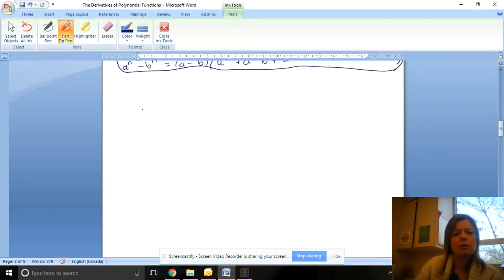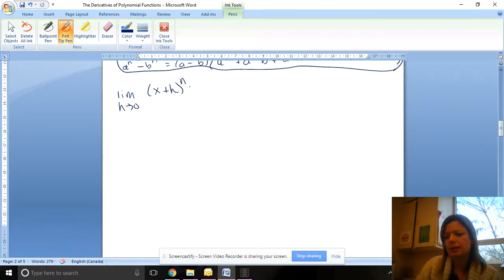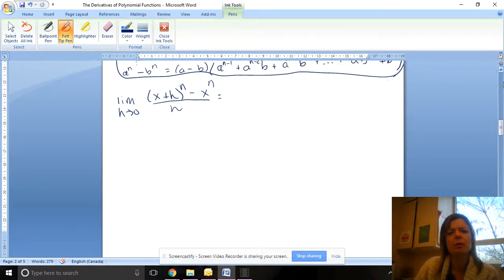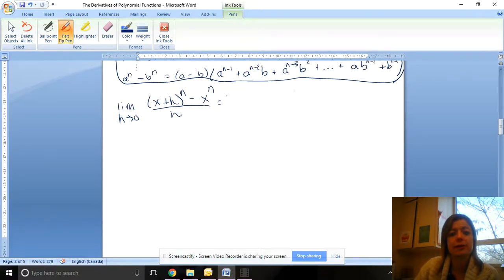Okay, so the limit as h approaches 0 of x plus h to the n minus x to the n all over h. That's the derivative that we're trying to find. So we're going to use this binomial theorem above to expand this, where a is now x plus h and b is just x.